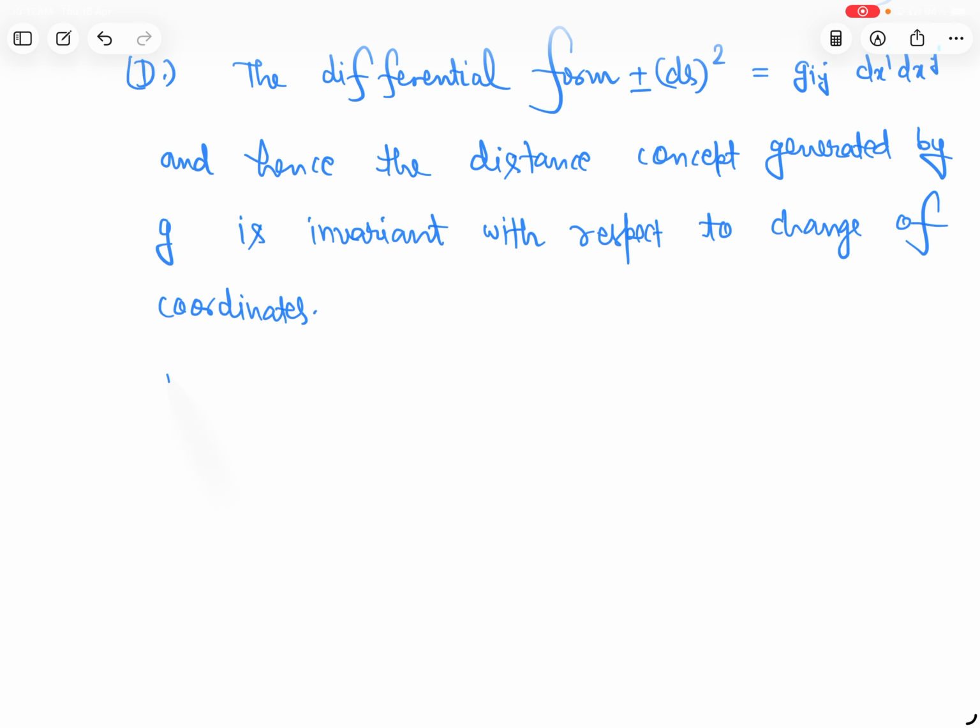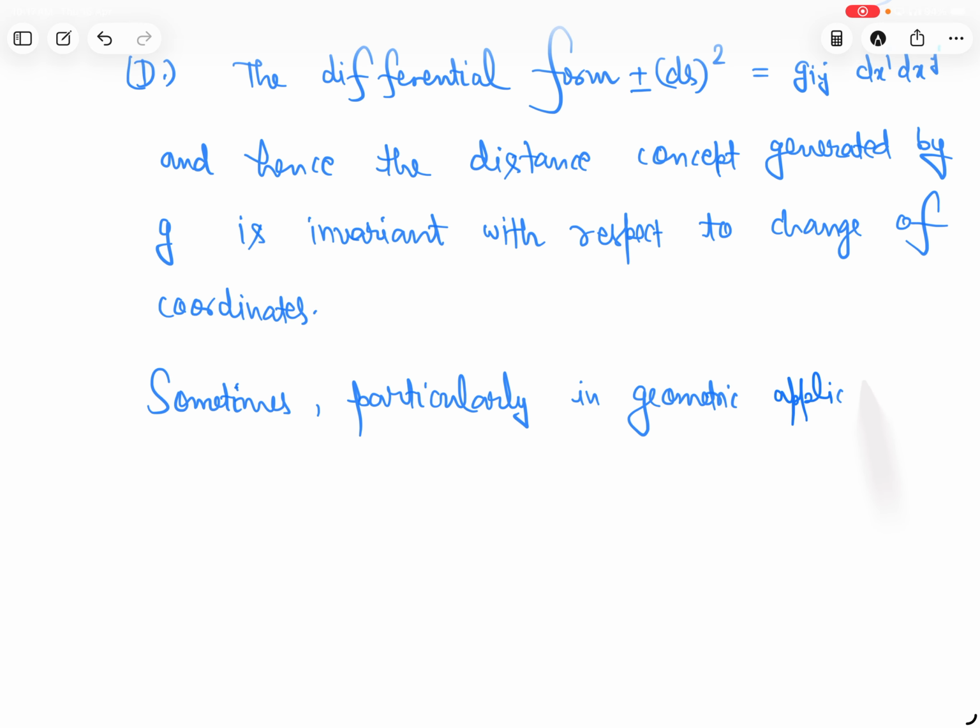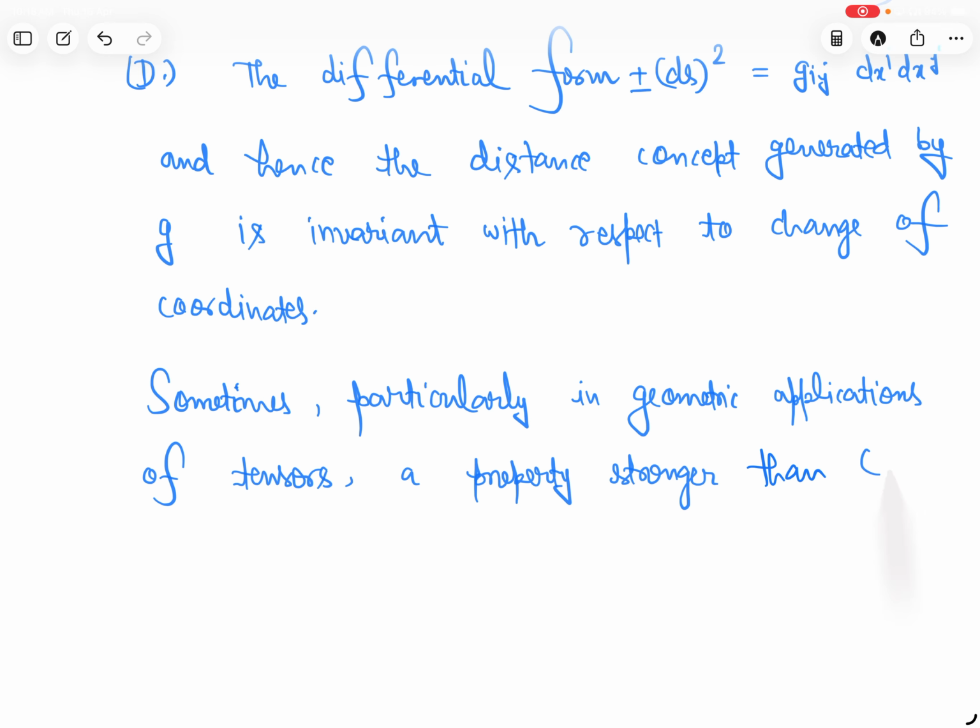So I am writing one thing. Sometimes, particularly in geometric applications of tensors, a property stronger than C above is assumed.